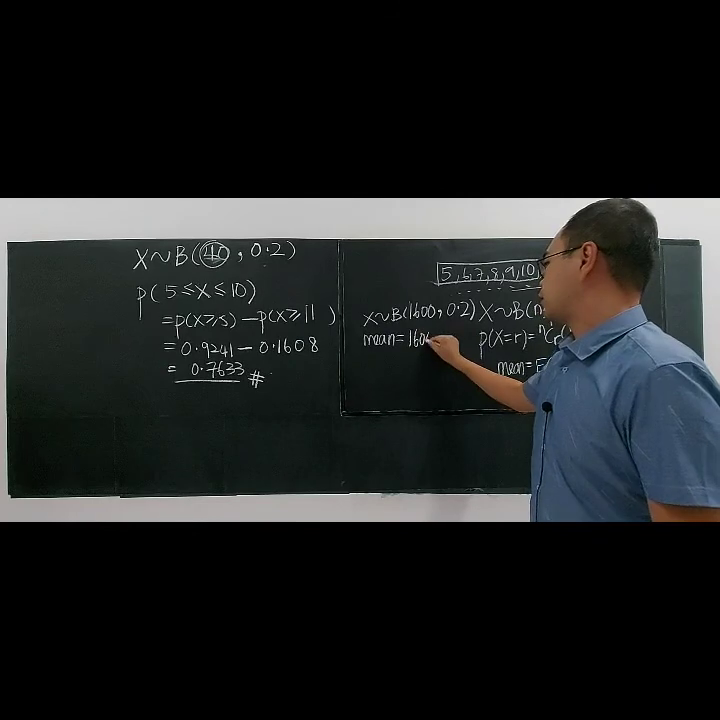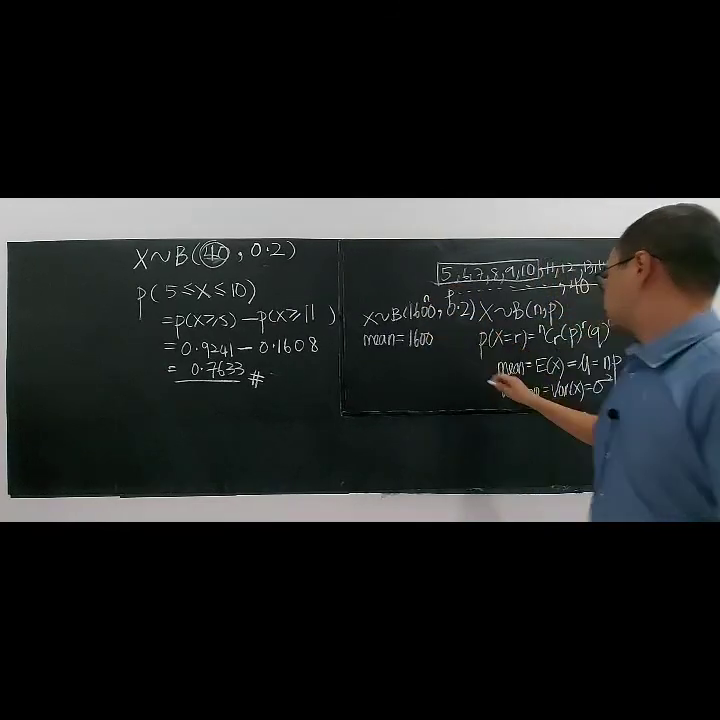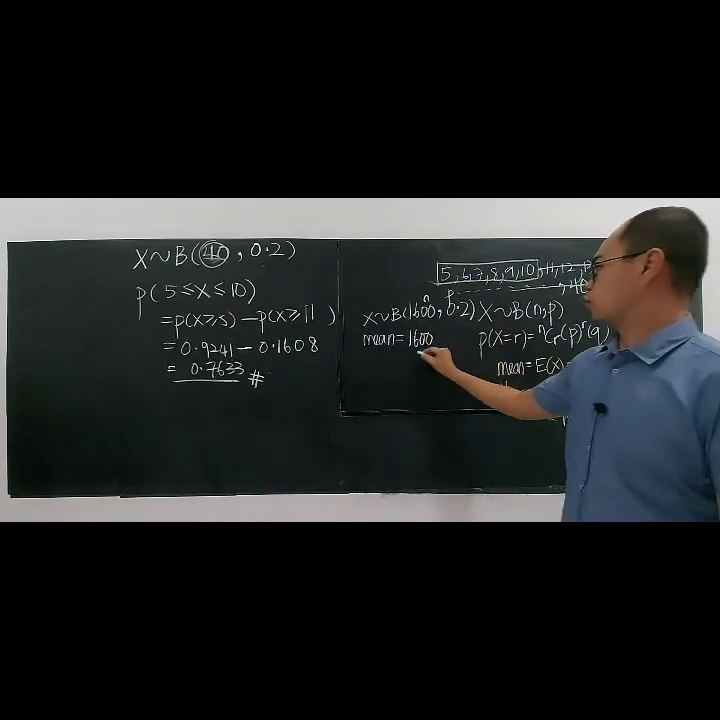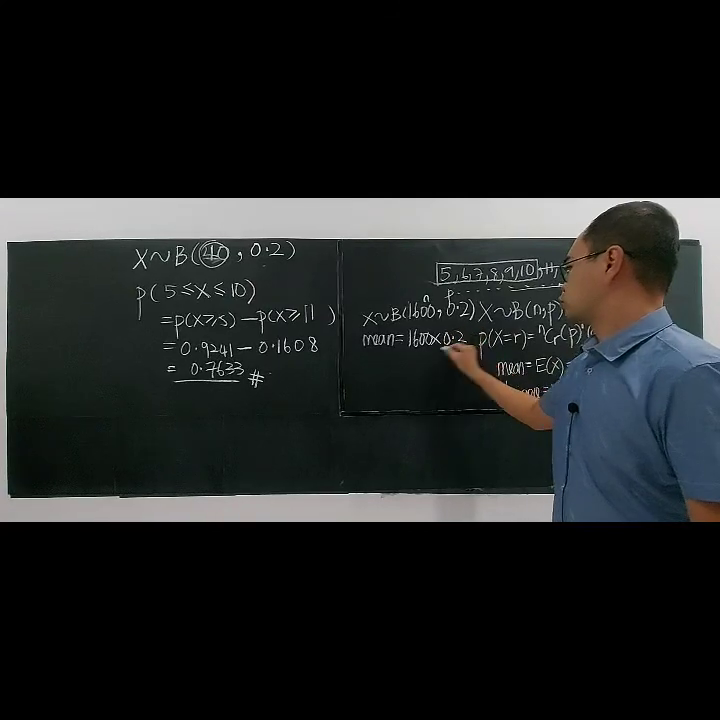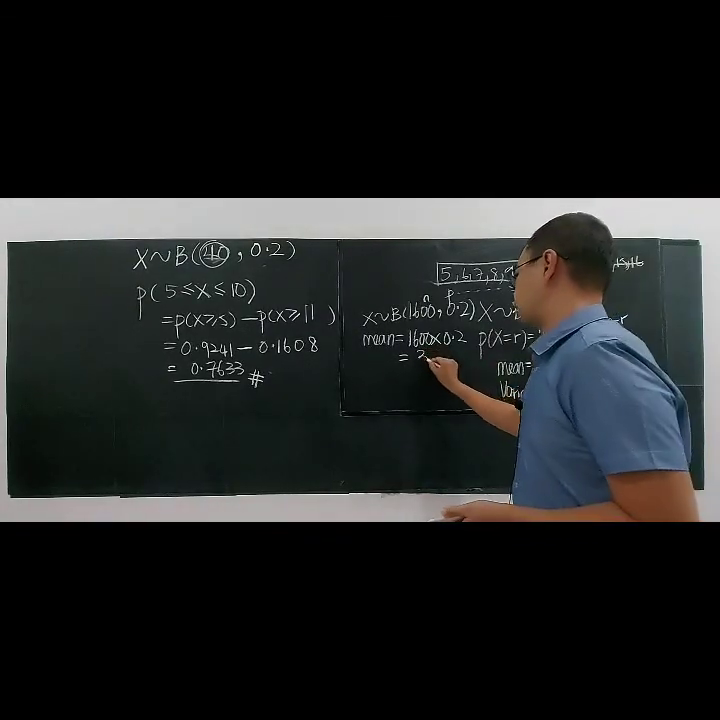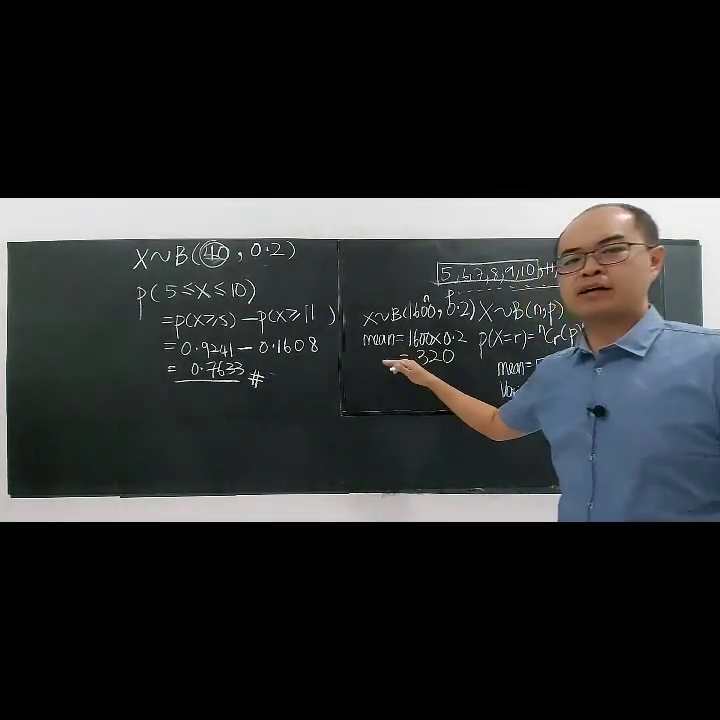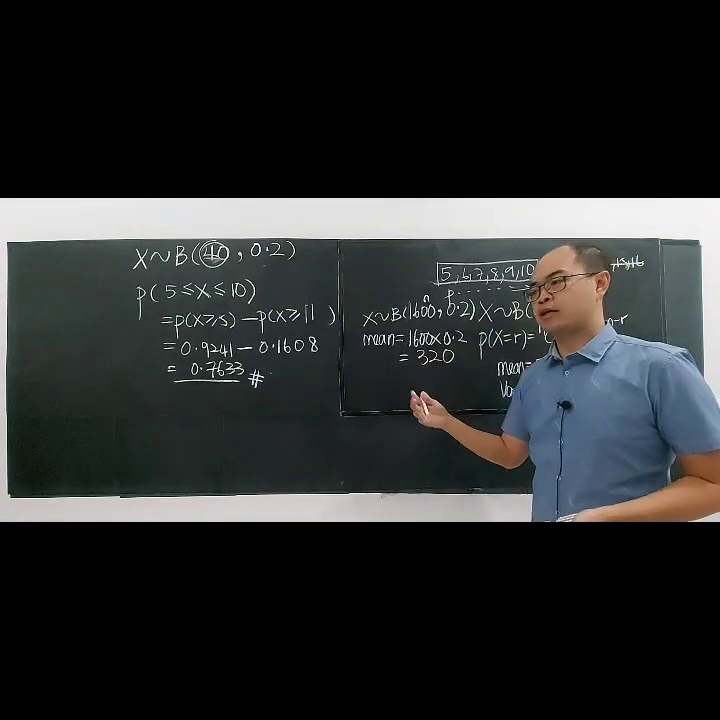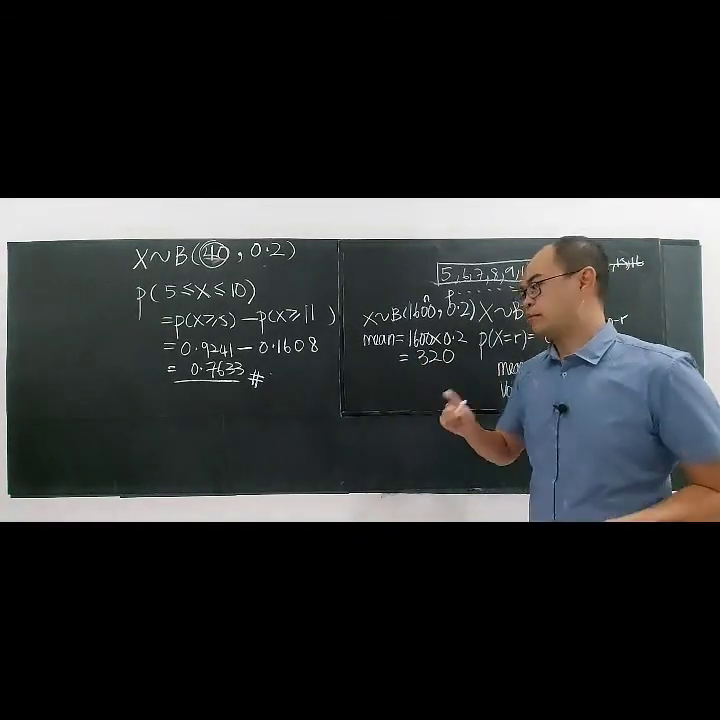You take the n, this is your n and this is your p. The mean will be np, so 1,600 times 0.2, which will be 320. This means that this is the mean now, the expected value. You must understand the meaning here.